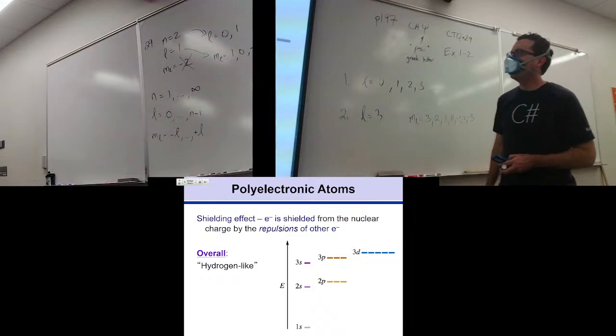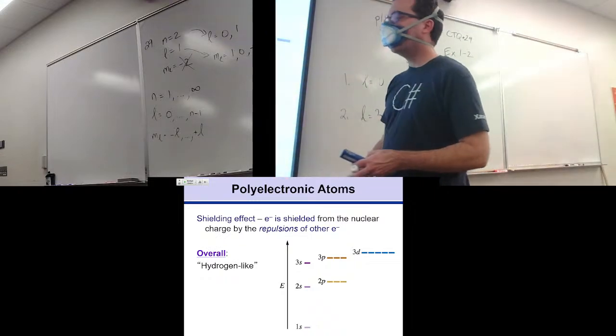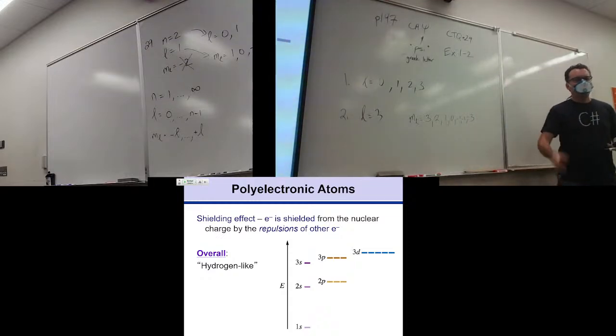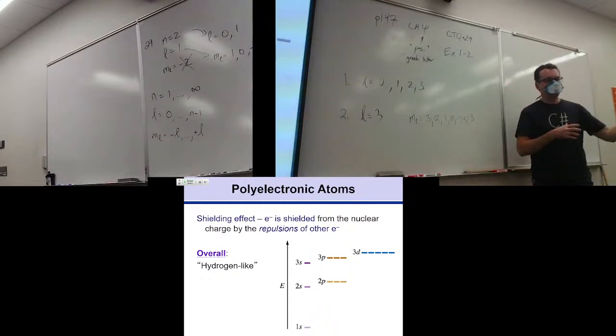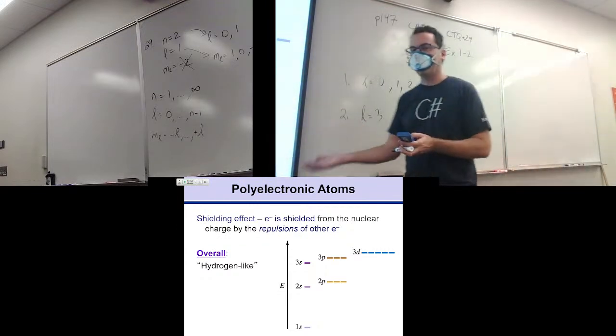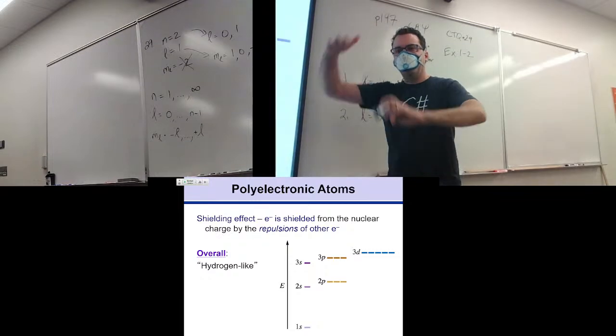All right, why are they different? Well, in multi-electron atoms, when you have a second electron or more, these electrons start shielding other electrons. They basically create these subtle differences between the subshells. And now the subshells have different energies, okay?